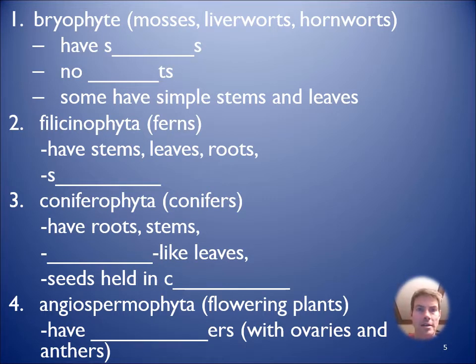So these bryophytes, they have something called spores. They don't have roots, so they're not embedded into the ground. And some have stem and leaves, but not all of them. Ferns, like I mentioned before, have these things called spores, which help them reproduce. And conifers have roots, stems, needle-like leaves, and seeds they hold in cones. Like I mentioned before, flowering plants.